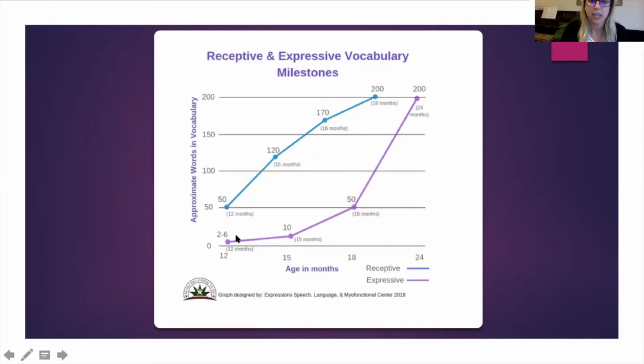And then this kind of shows the difference between receptive and expressive vocabulary. So as you can see, receptive is a lot higher at these younger ages than expressive. So at 1 year of age, for instance, a child will understand 50 words, but then only be able to express 2 to 6.